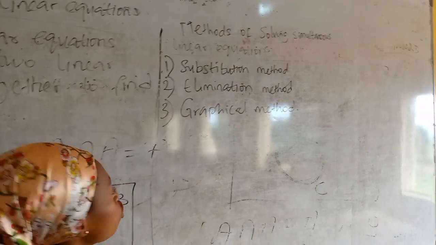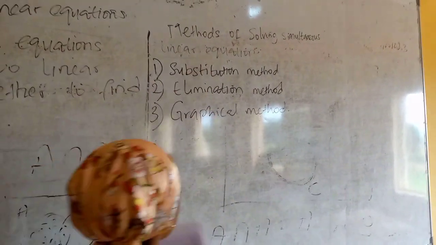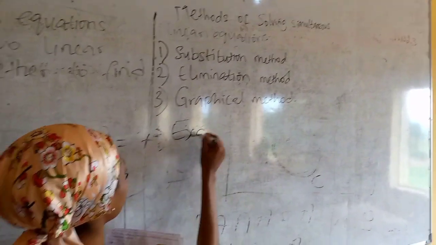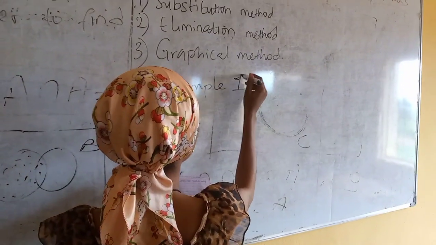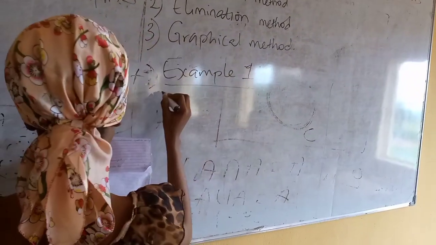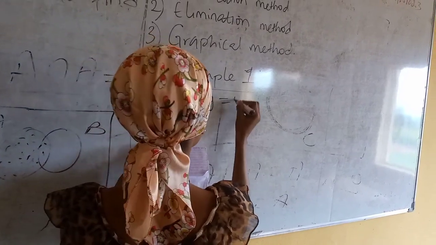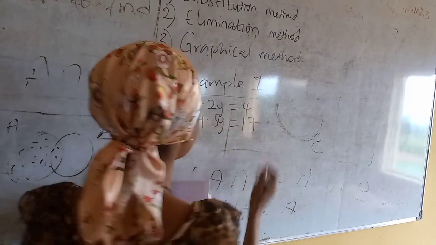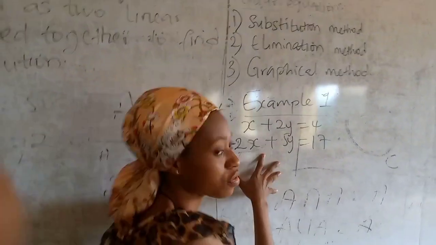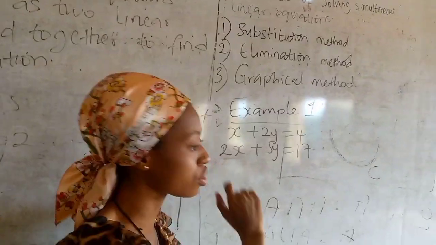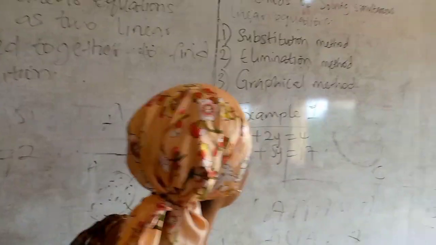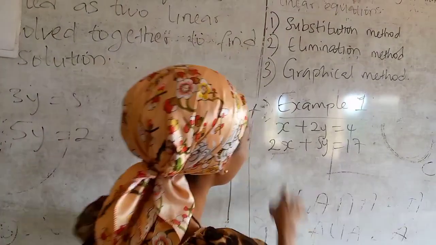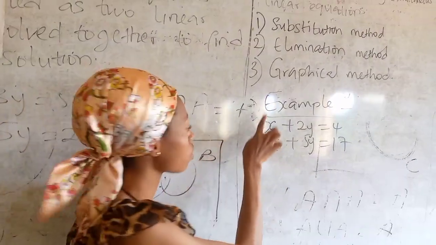Let's solve some examples using the substitution method. Example 1: if you have x plus 2y equal to 4 and 2x plus 5y equal to 17, solve this pair of equations using the substitution method. First of all, in the substitution method, you have to make one of the variables the subject of the formula. Now, you make x the subject, because it is a single.